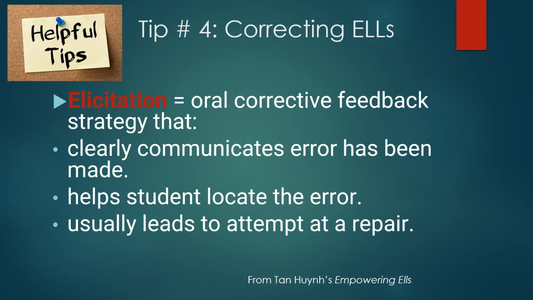Tip number 4 for encouraging oral participation is around correcting ELLs. Imagine you were learning a new language and your teacher corrected you every time you made an error. This could be very frustrating. And so when we're correcting our ELLs, we need to be careful around which techniques we use. One trusted technique is called elicitation. Elicitation is oral corrective feedback that clearly communicates that an error has been made. It helps students locate the error and usually leads to an attempt to repair.